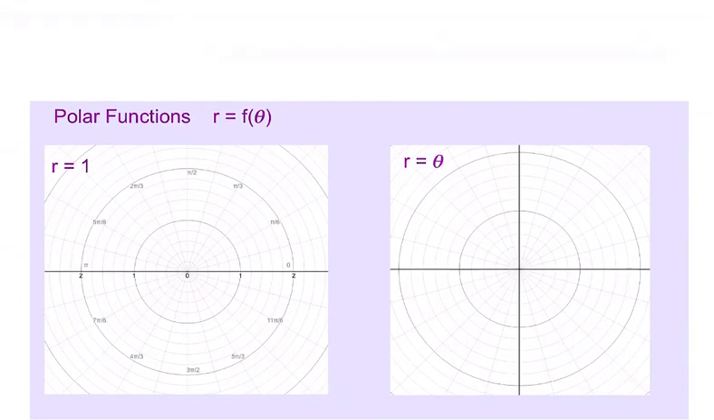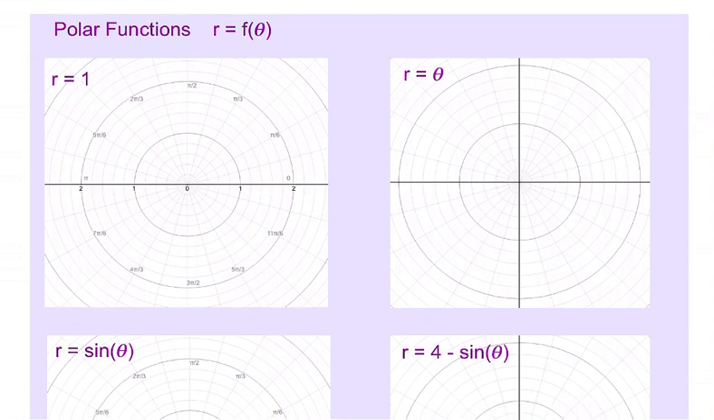The last thing to talk about with these polar graphs, or polar functions, are actually functions themselves. So when we graph a polar function, it is defined as the radius is a function of the angle.